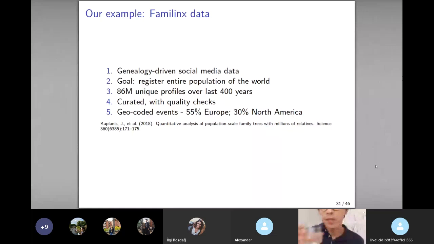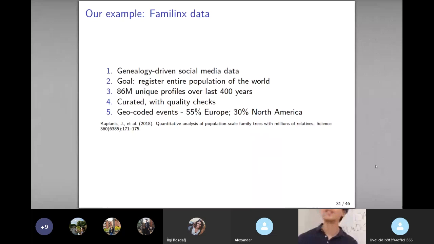They're not quite there yet, but they have 86 million profiles covering the last 400 years. And this has been curated. So they assure us, as you read in the article, that they did some quality checks. Of the geocoded events, we know that 55% are in Europe, 30% in North America. So it is a very biased sample. There is nothing for East Asia, for example.